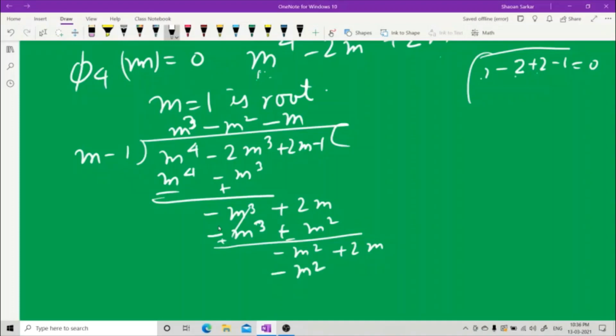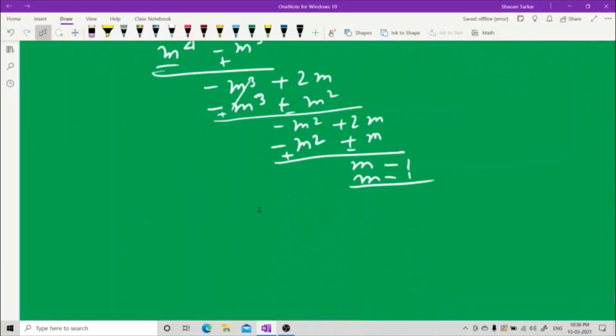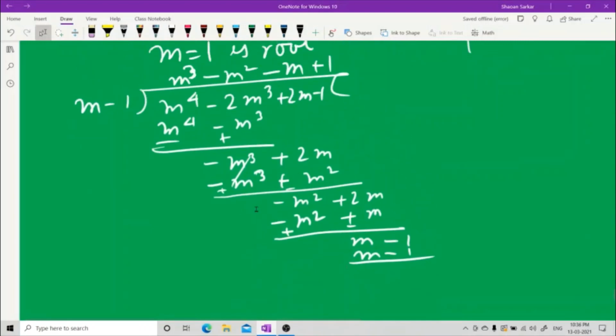Minus m square plus m. And now you have minus plus and minus m minus 1. Right here plus 1 and you have m minus 1. This is one way of doing it. See, now you have this thing: m minus 1 into m cube minus m square minus m plus 1 equal to 0.